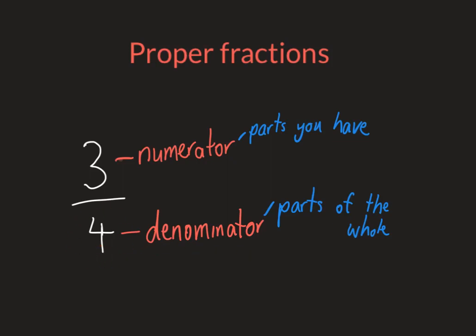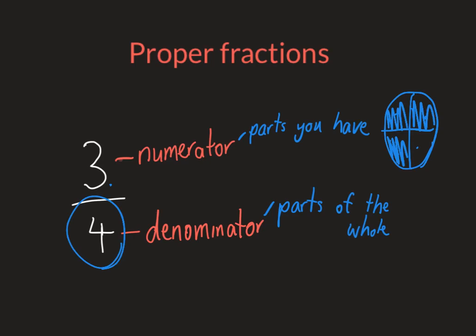So if you had a shape, let's draw a shape now. If you had a shape and it was cut into 4 pieces, the denominator is going to be 4 because that's how many parts there are altogether. And the numerator is how many parts you have. So if you ate 3 pieces of this pizza, your numerator would be this one because it's how many parts you have.